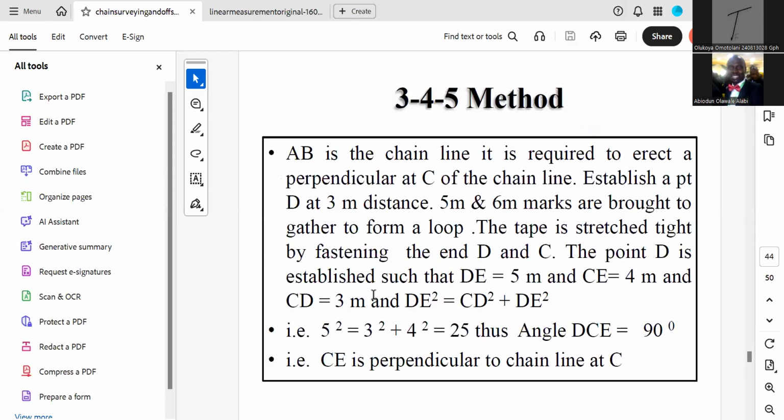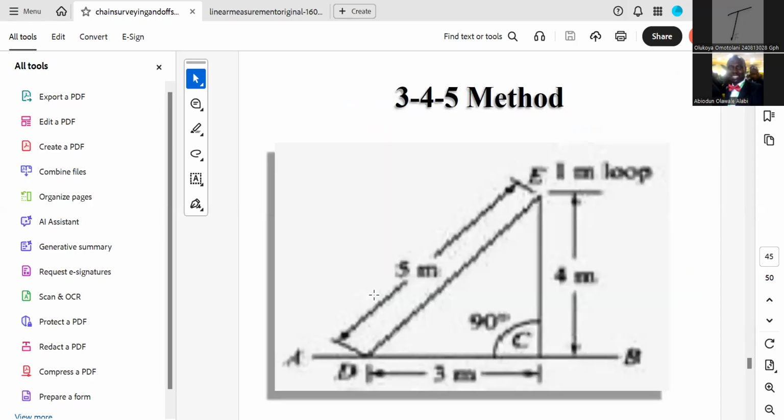So this is the 3-4-5 method for perpendicular offsetting.